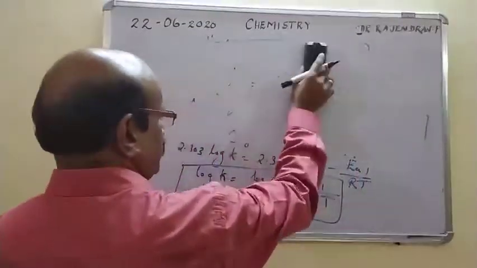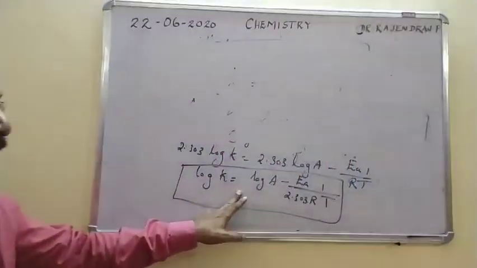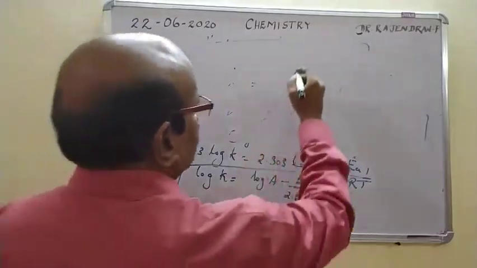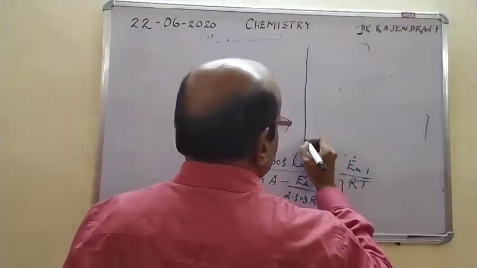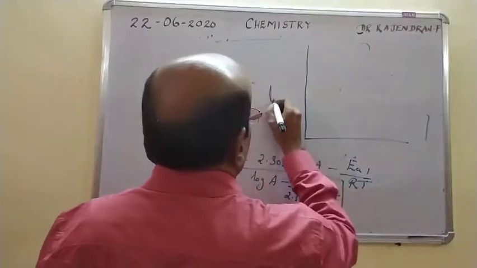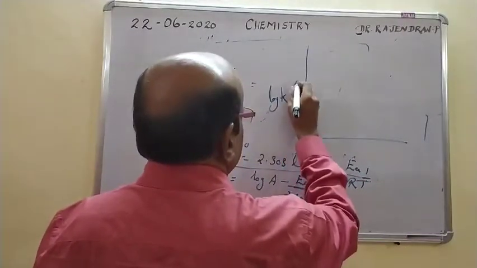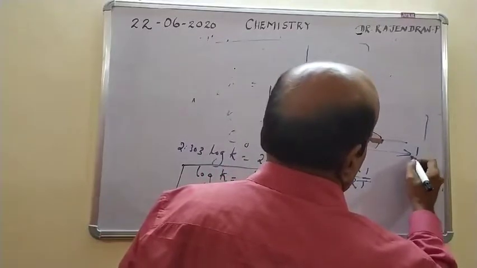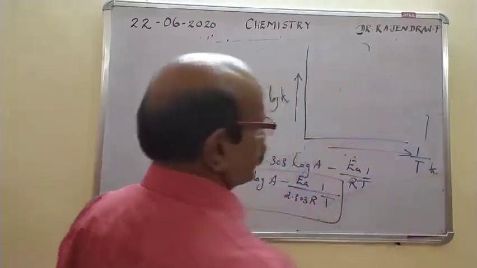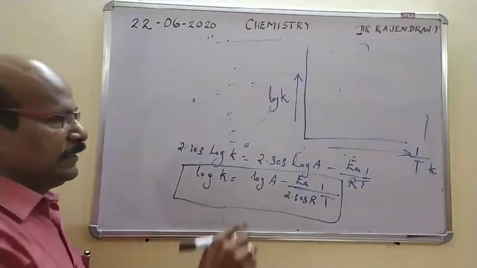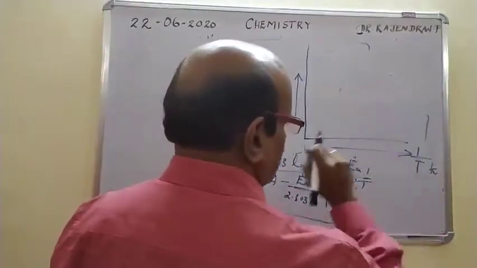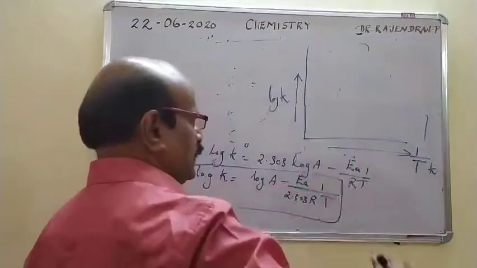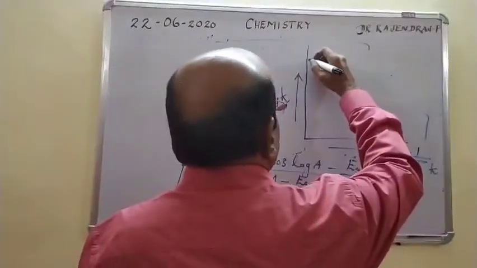ഒന്ന് ഞാൻ പറയാം, the equation says that according to this equation, if we plot logarithm of the rate constant, log k, on the y-axis against the reciprocal of the temperature on the x-axis, we have a straight line with a negative slope with a y-intercept.